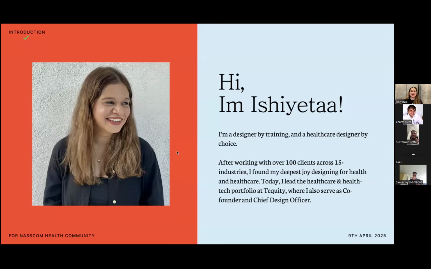By training, I am a UX and service designer. But over time, I found my passion in healthcare. I worked with a lot of clients over the last 10 years. I've touched real estate, insurance, industries one can name. But eventually, I found my deepest joy in designing for health and healthcare. Today, I lead the health and health tech portfolio at my company, Techwity, where I serve as co-founder and chief design officer.